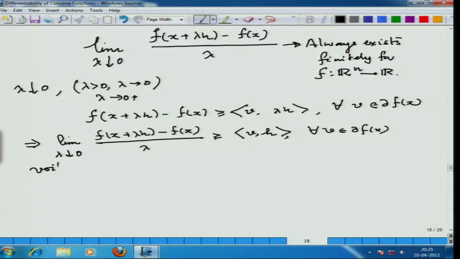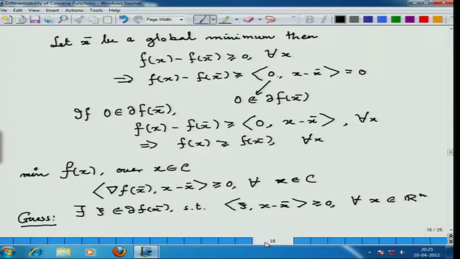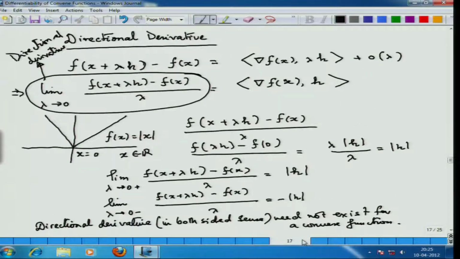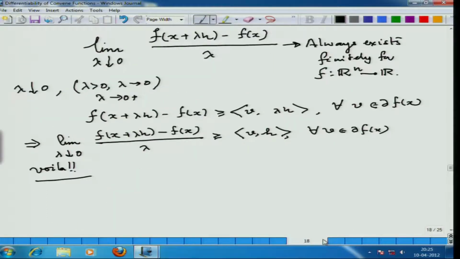So voila, as the French would say, because the French have a lot of contribution in optimization. This is the link between the gradient and the directional derivative in the differentiable case. Here we have a similar link between the subgradient and the one-sided directional derivative.